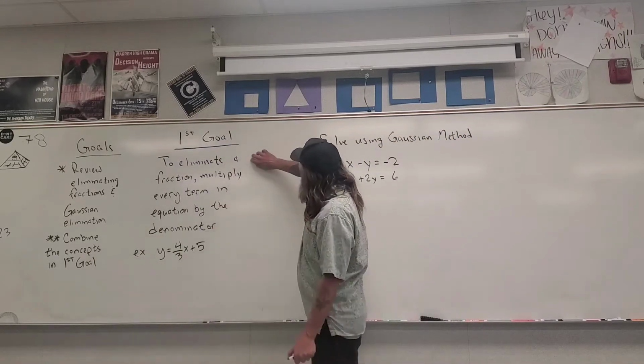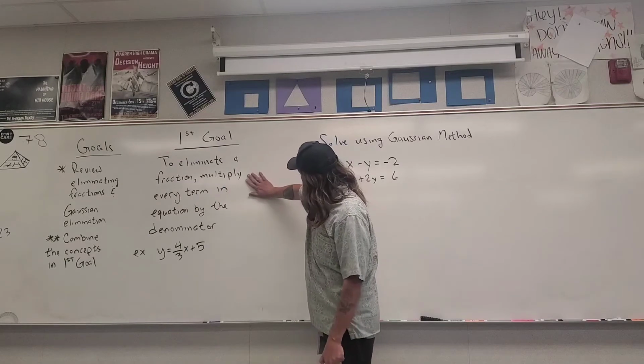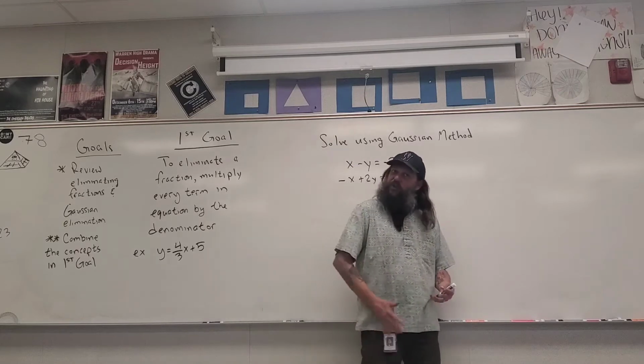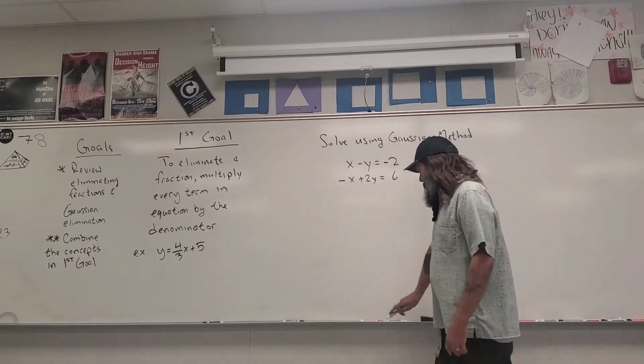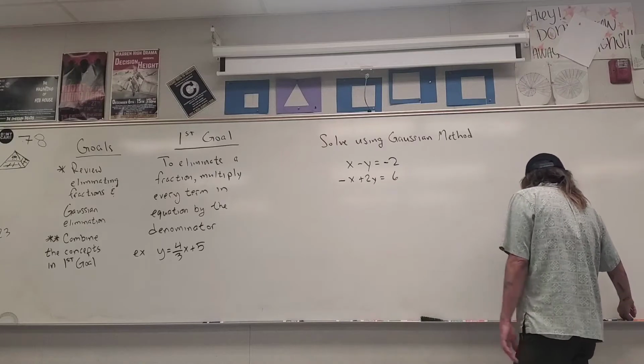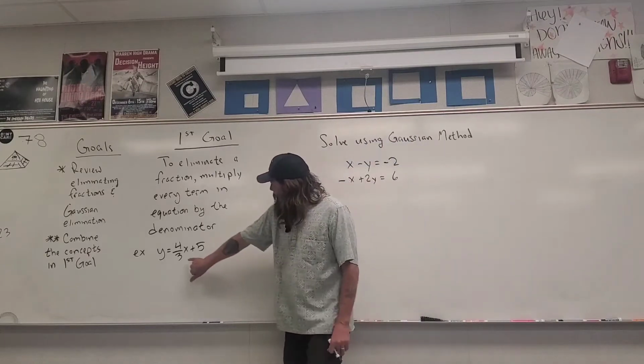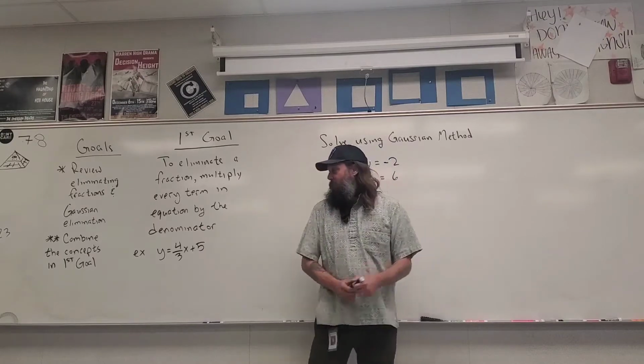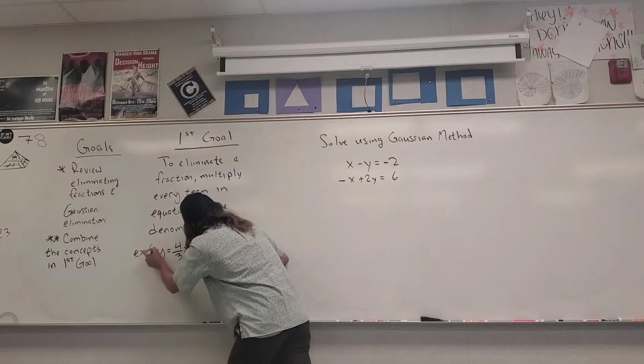So to eliminate a fraction, multiply every term in the equation by the denominator. So I have an equation that has a fraction. I want to eliminate that fraction. And so I'm going to eliminate that fraction by multiplying everybody by 3. Remember, it either multiplies or it cancels. It can't do both. So every term gets a 3.